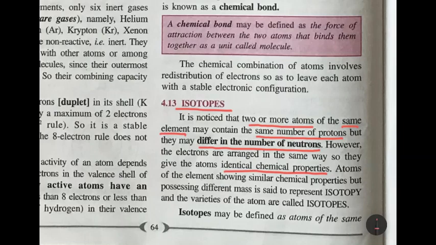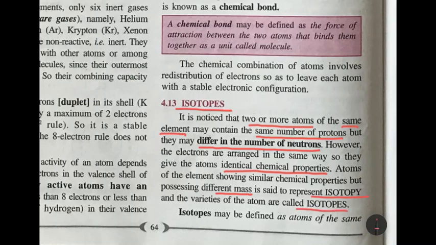So isotopes have the same number of protons. That means they have the same number of electrons, so the chemical properties are the same. It is not different. It is only that the number of neutrons is different. Atoms of an element showing similar chemical properties but possessing different mass is said to represent isotopy, and the varieties of atom are known as isotopes.